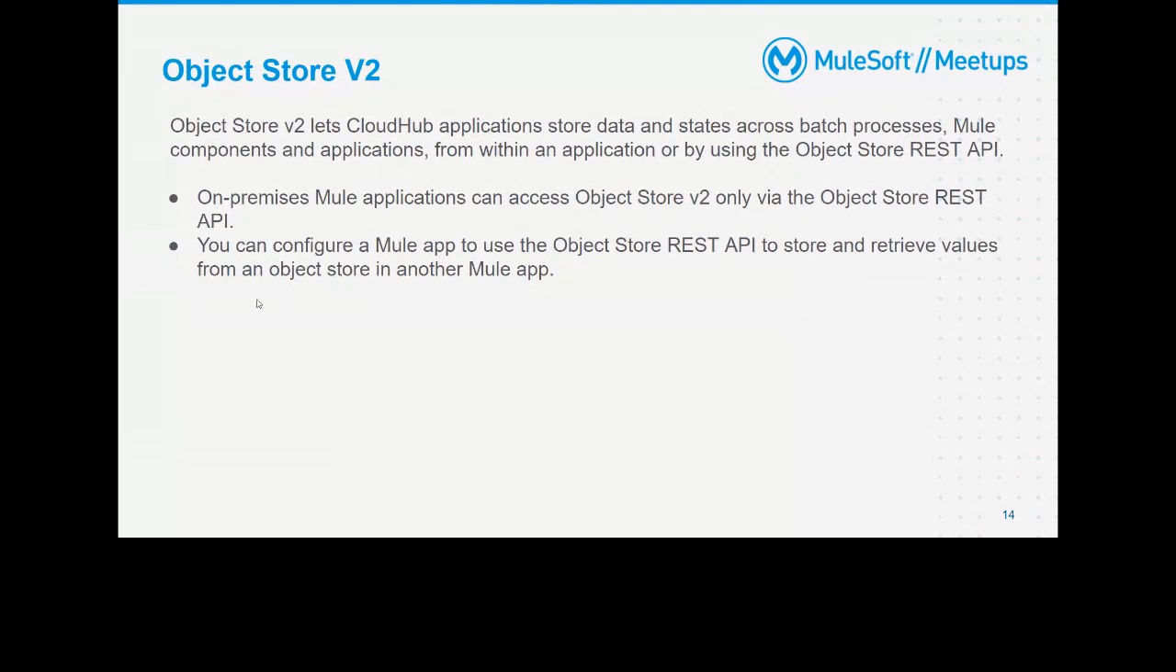The other thing is that you can configure a Mule app to use the Object Store REST API to store and retrieve values from the object store in another Mule app. So basically, you have two applications on CloudHub, application one and application two. In application one, you have an object store, and you want to use a key-value pair in application two. How can I access that object store? Using the CloudHub REST API. You can make use of that, and we will see that example.